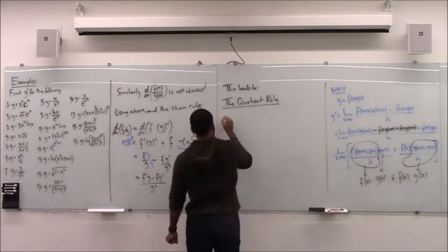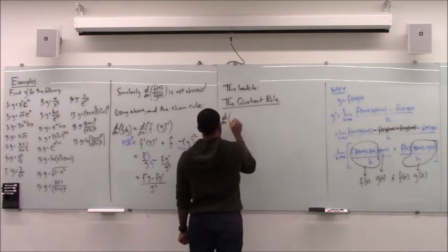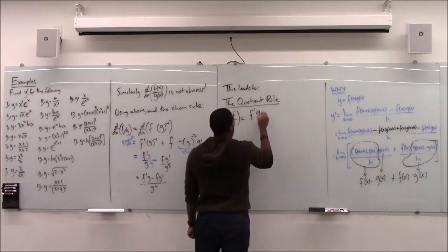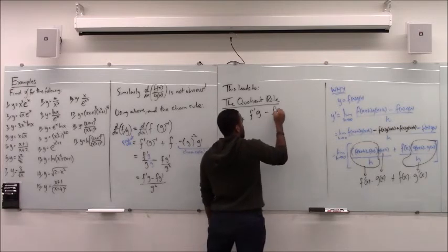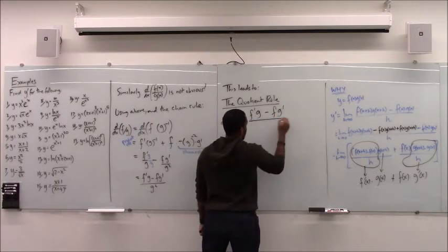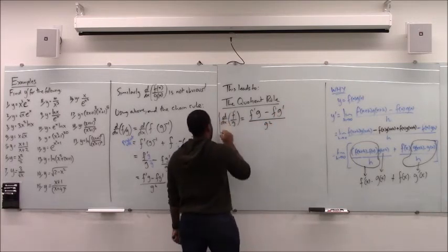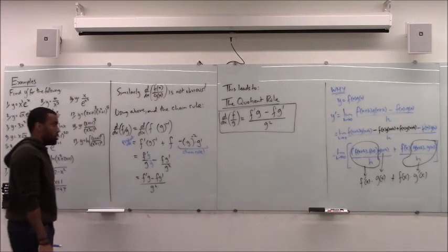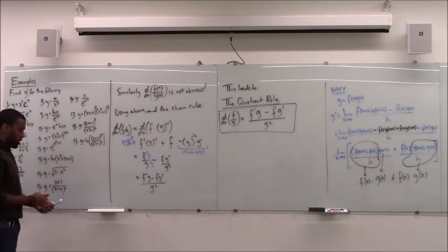So this basically says the derivative of one function divided by another function is going to be the bottom times the derivative of the top minus the top times the derivative of the bottom over the bottom squared. And this is something that we know now. This is called the quotient rule. It's how you differentiate a division of functions.